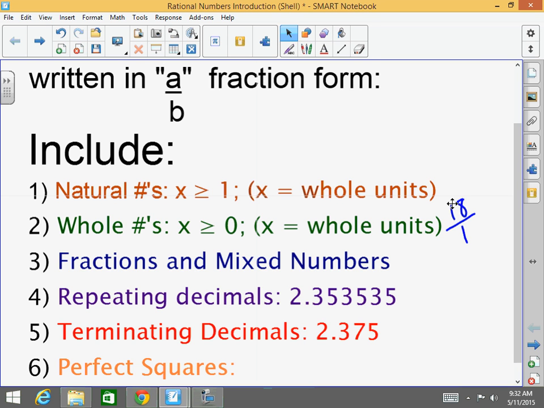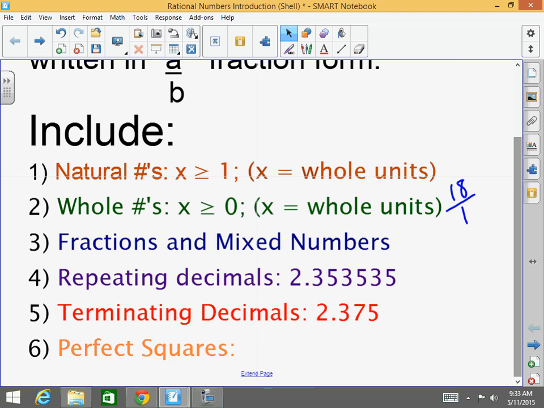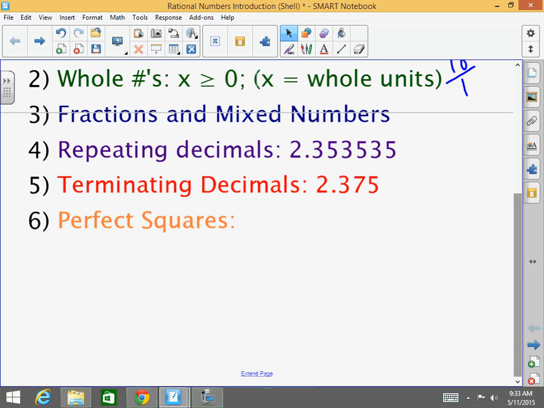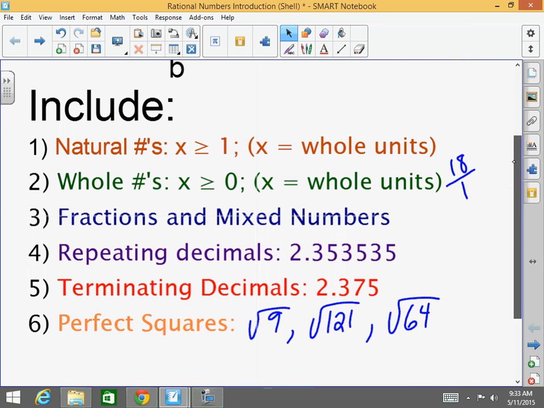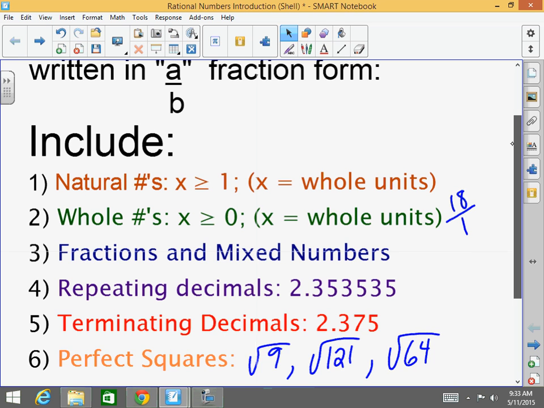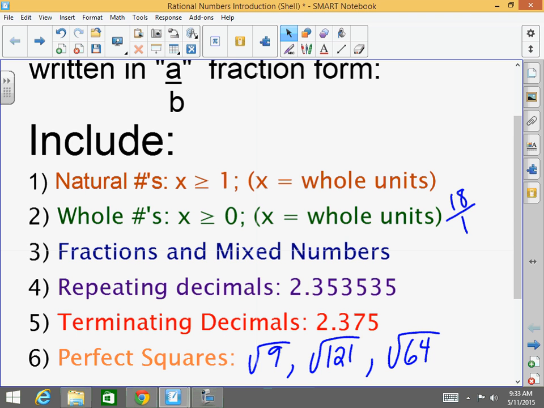And last but not least, perfect squares. Okay? Perfect squares such as square root of 9, square root of 121, square root of 64. All of these are perfect squares, and perfect squares are rational numbers. So again, a rational number is any number that can be written in fraction form, in a over b form.